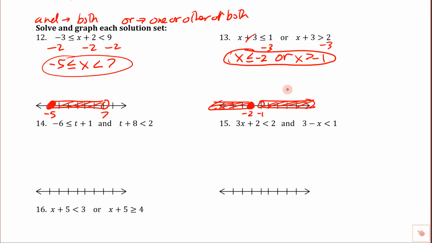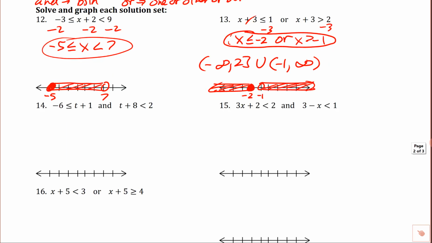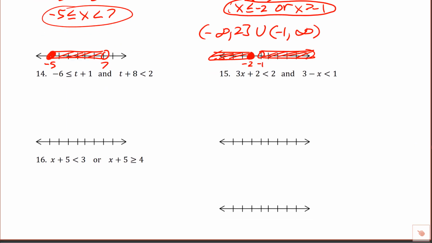It might be a good idea to write this in interval notation. So in interval notation, this would look like this. -infinity all the way up to -2. We'd include the -2, and then we'd start over again at -1, and then we go all the way to infinity. So if you were asked for something like that, that might be a good way to write that down. We really like interval notation. All right, let's take a look at this.